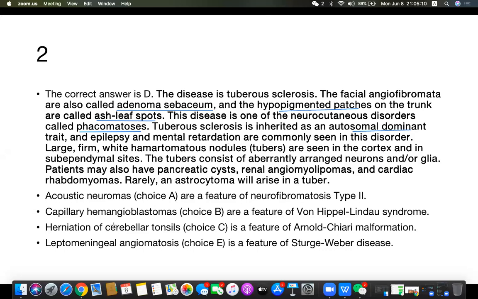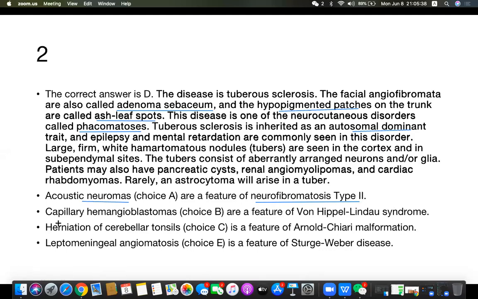Okay, now let's go quickly to the other part. Acoustic neuroma is a feature of neurofibromatosis type 2. Now there are two types of neurofibromatosis, type 1 and type 2. Type 1 is a very extensive disorder, which is also known as von Recklinghausen disease. And neurofibromatosis type 2 is associated with acoustic neuroma. Now, I have taken this class in ENT, if you remember.